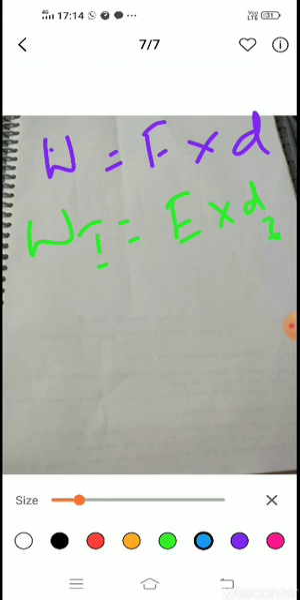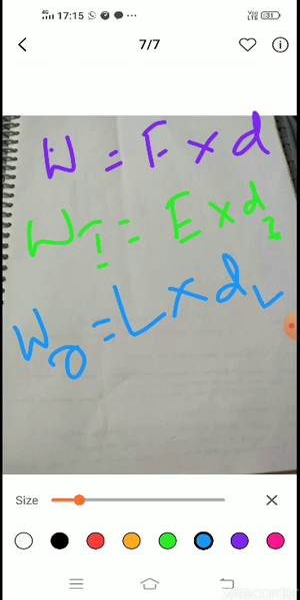Now the next one, work output. What is our work output here? Yes, load. Load is nothing but your resistive force into dl, the distance moved by the load, and work input is nothing but effort into distance moved by your effort.